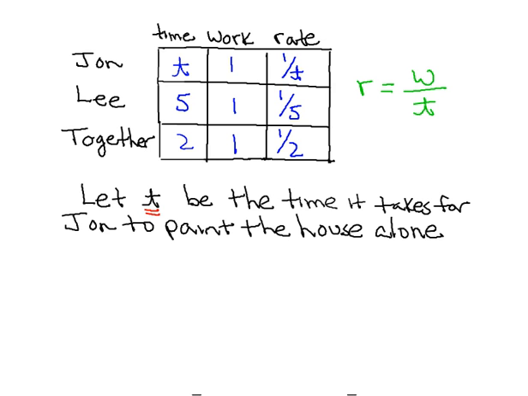Now it should seem reasonable that the rate at which John works alone added to the rate at which Lee works alone will be equal to the rate at which they work together. So that in fact becomes our equation. We're going to write 1 over T plus 1 over 5 is equal to 1 over 2. Next, we'll solve the equation.